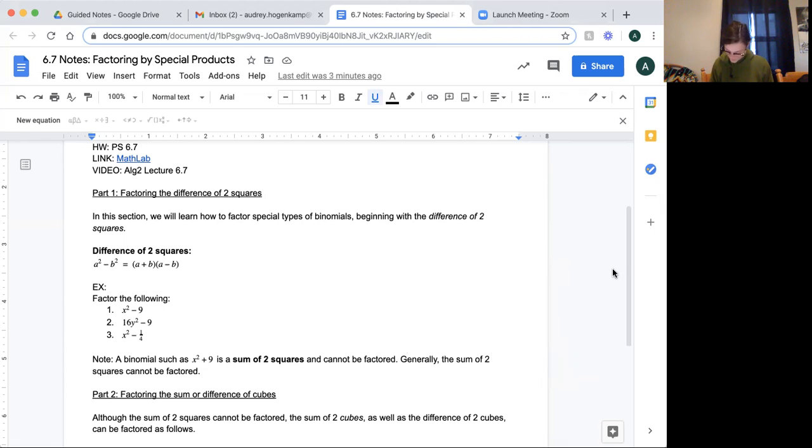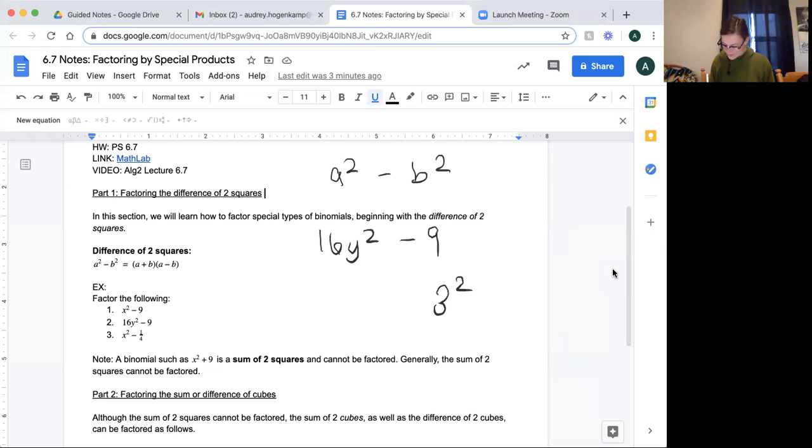Let's try another one. So we have 16y squared minus 9. Again, we want this written as a squared minus b squared. Minus 9 is easy because 9 can be written as 3 squared. 16y squared is a little bit tougher though. We know that the square root of 16 is 4. And then if we think about the square root of y squared, we can ask, what times what is going to equal y squared? Well, y times y is going to equal y squared.